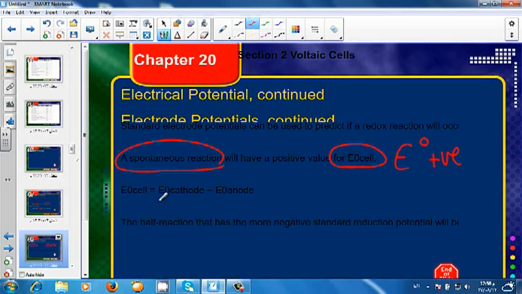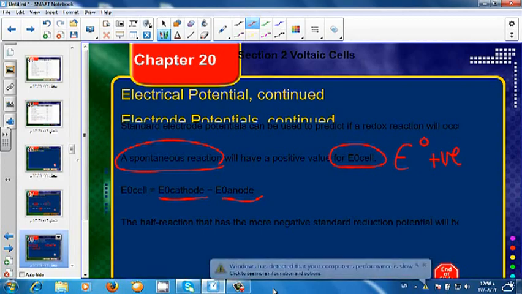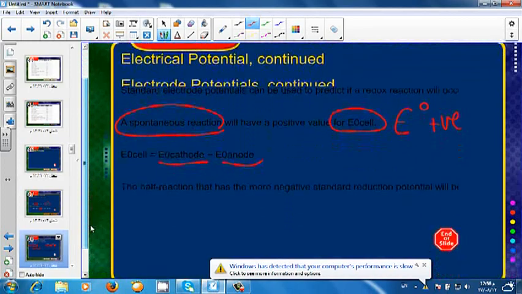How do we calculate? As we said, we calculate the electrode potential for the cathode minus the electrode potential for the anode, okay? Because we are calculating the reduction potential for the whole cell. The reaction that has more negative standard reduction potential.